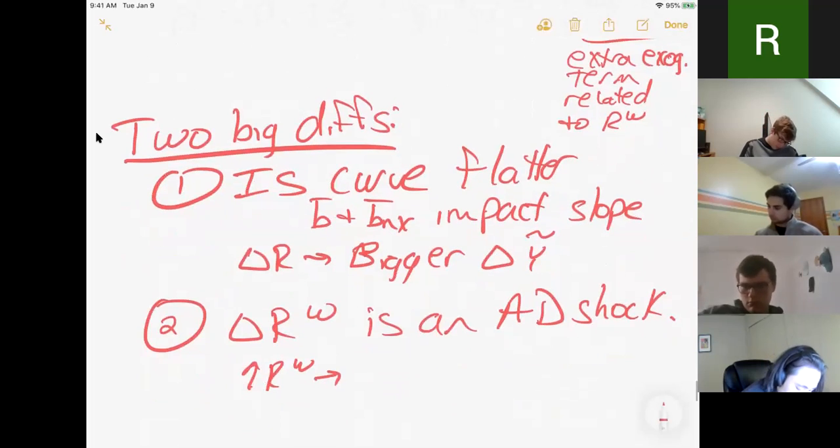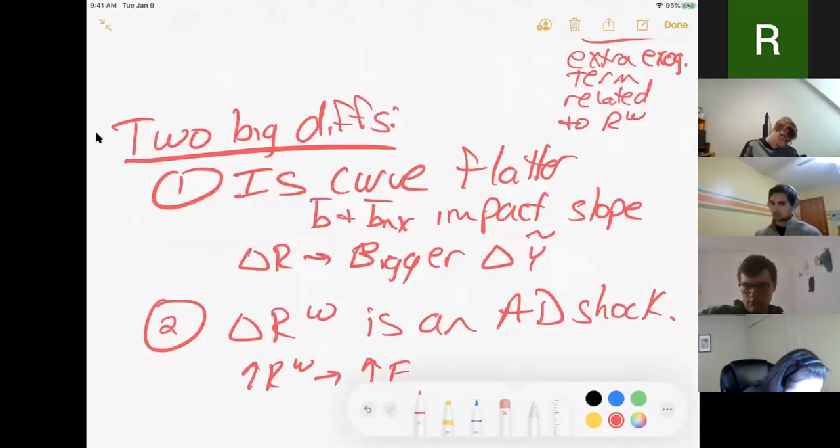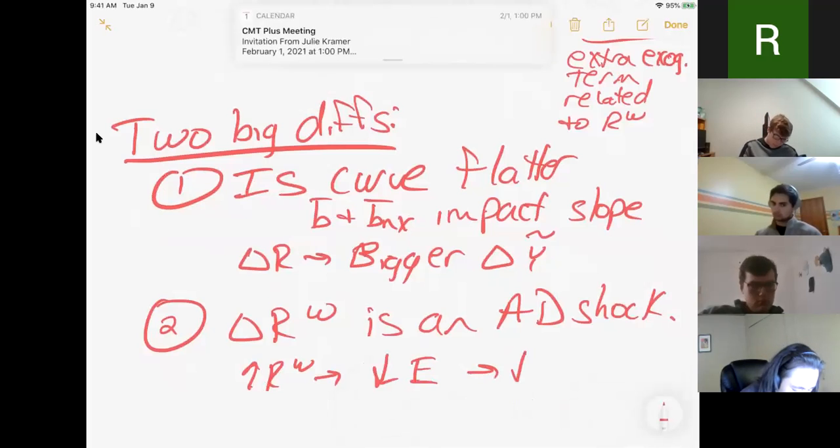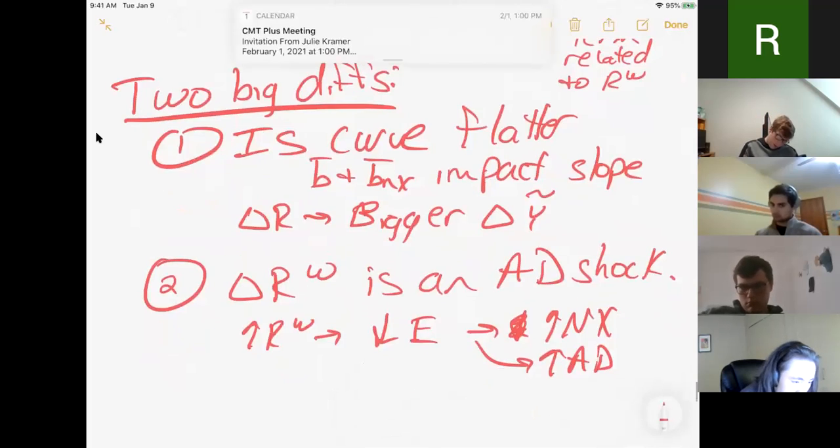What does an increase in world interest rates do? In this model, an increase in world interest rates reduces your exchange rate, increases the net exports, and increases aggregate demand by increasing A bar. So we have a new type of aggregate demand shock here. And that aggregate demand shock is the world interest rate.